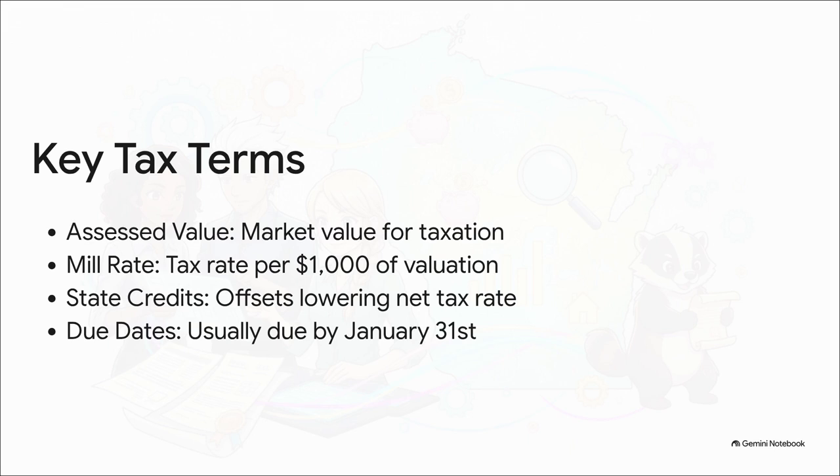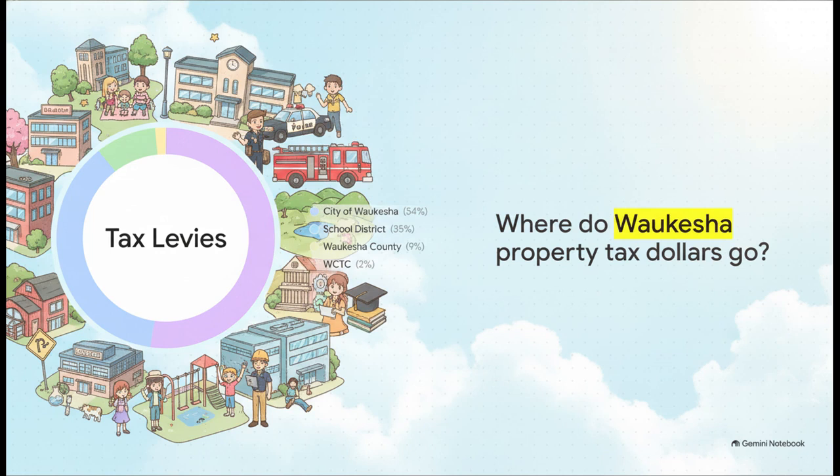This is the actual tax rate, and it's expressed as a dollar amount per $1,000 of assessed value. You're also going to see state credits, which are state-funded offsets that literally lower your net tax rate. And finally, pay really close attention to your due dates. In places like Waukesha, the full payment, or the first installment if you're on a payment plan, is strictly due by January 31st. So once you actually pay that bill, where exactly does all that money go?